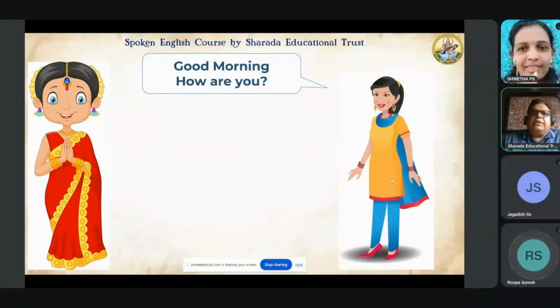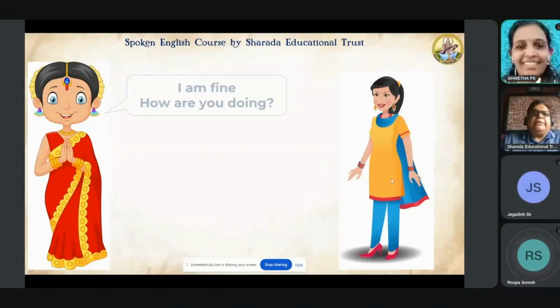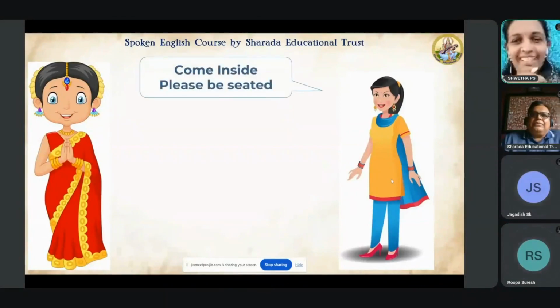Good afternoon, Shweta. How are you? No, you can customize. You don't have to say everything the same. You can customize a little bit. Good morning. How are you? Okay. Good evening, Shweta. Very good evening, Rupa. How are you? I'm doing well. What about you? I'm also fine here. Okay. Please be seated.